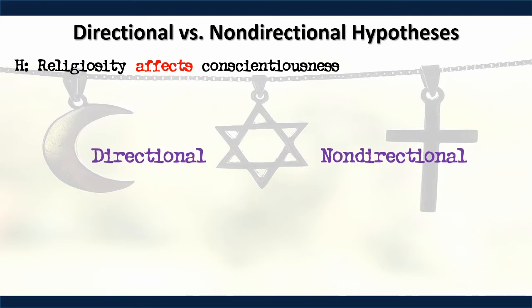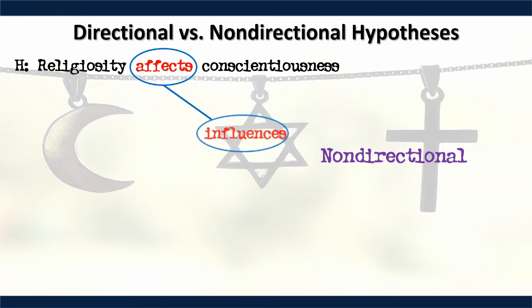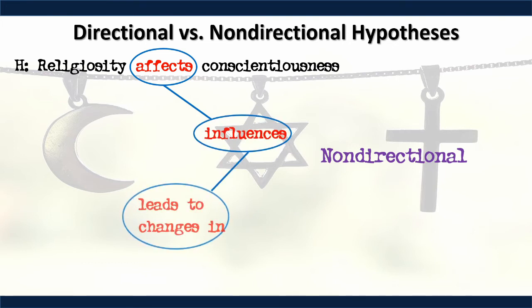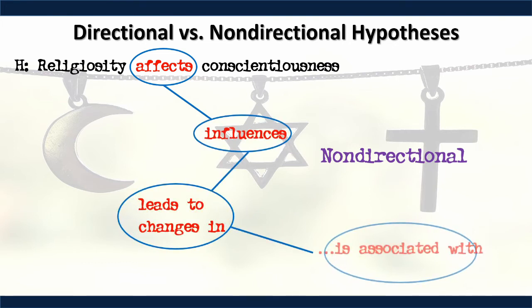Based on my prior definition, it would be considered a non-directional hypothesis because I claim that religiosity and conscientiousness are related, but I don't specify the nature of that relationship. First, what should you look out for when you see a non-directional hypothesis? It often uses words like affects, influences, leads to changes in, or even is associated with, but it never specifies more than or less than something else.